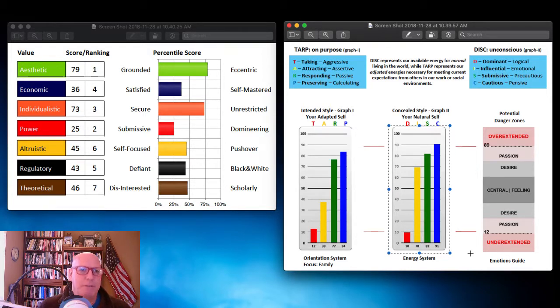We're looking at your 4 primary energies. This is known as your energy system. It's the energy that we draw upon for doing things in the world. So D on the DISC pattern represents dominance, and it's the anger energy. It's the anger emotion. So you see he comes in at a 10 on anger.